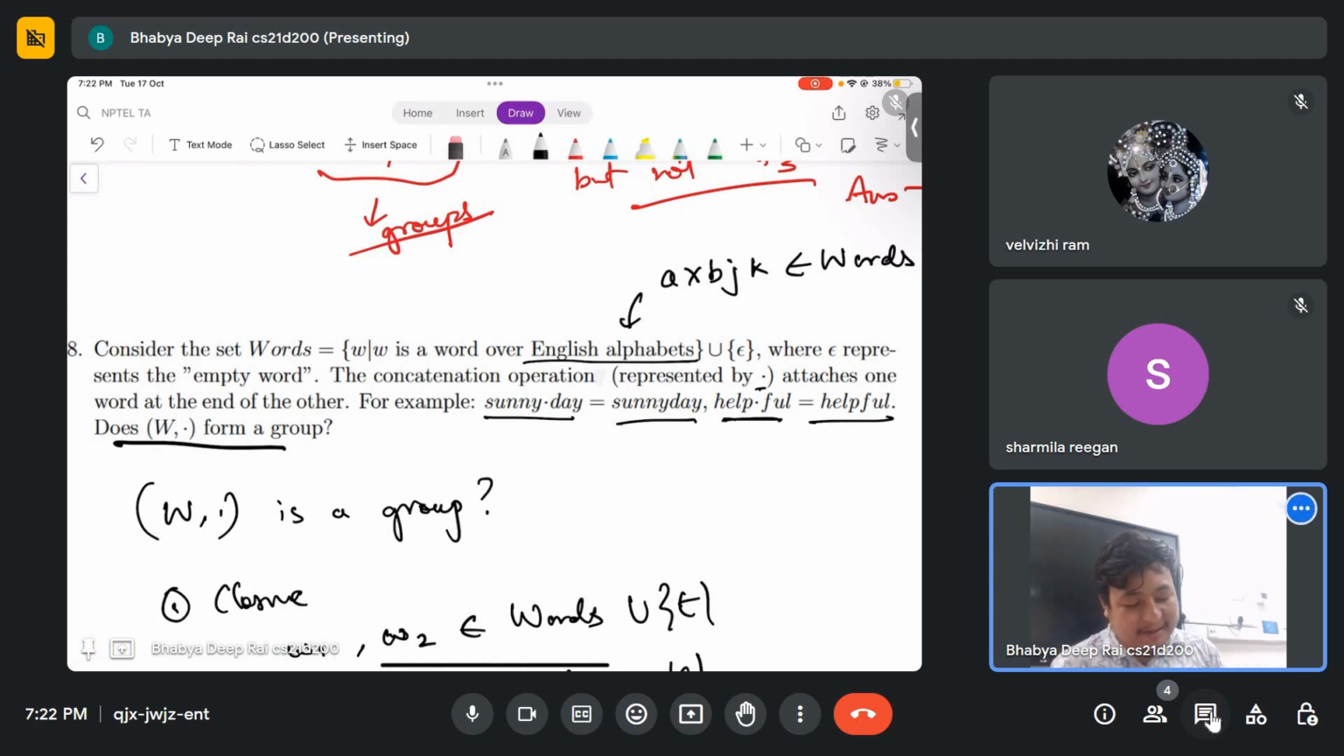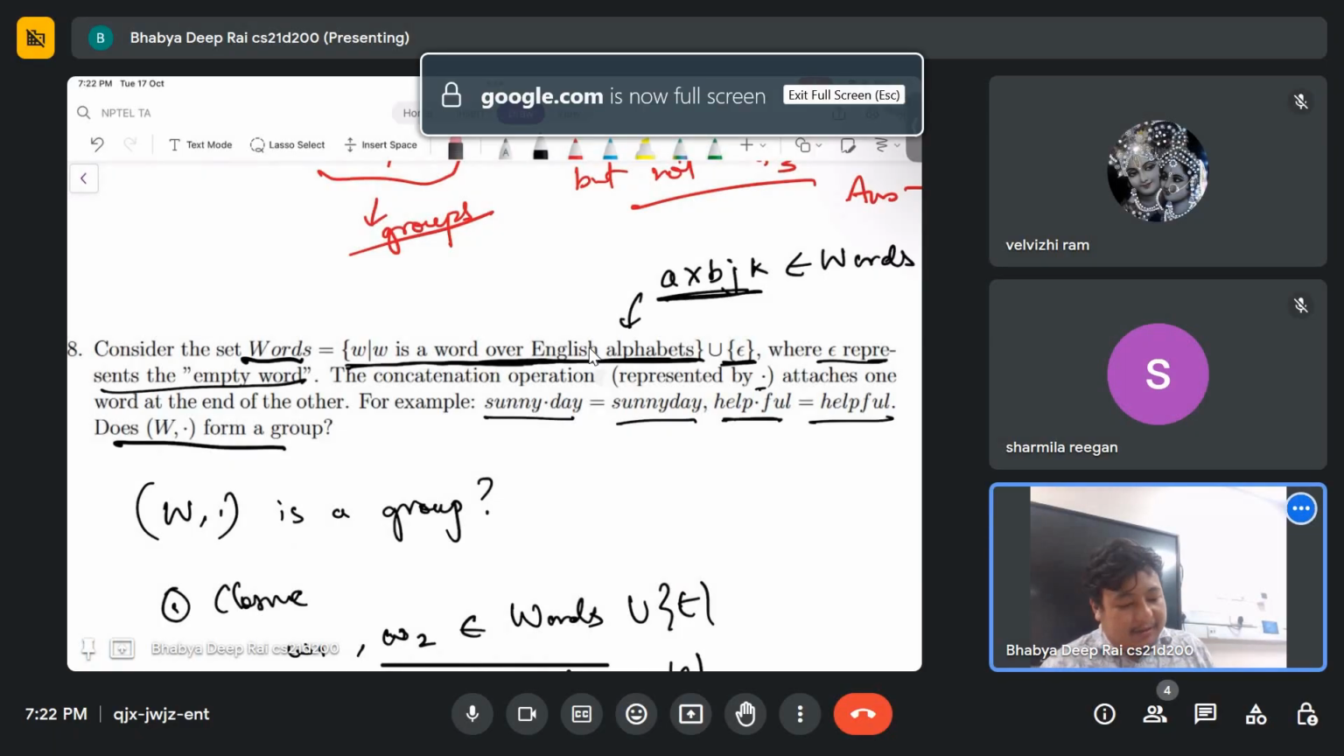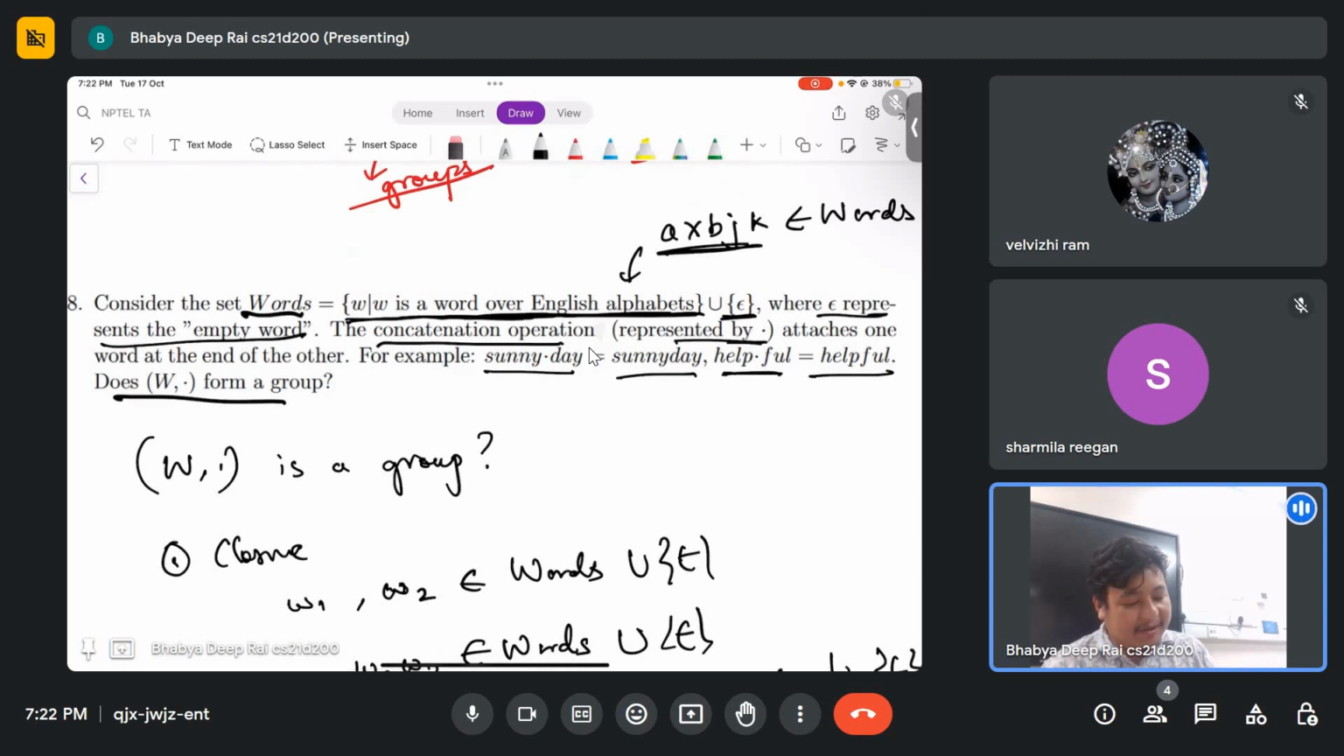W is a set of words, or English alphabets, union epsilon. They could be any random words which don't make sense, but the letters belong to the English alphabet, and epsilon represents an empty word, like a word without any weight. The concatenation operation, represented by a dot, attaches one word at the end of the other. For example, sunny dot day equals sunny day, help dot full equals helpful. The question is, does W along with concatenation form a group?